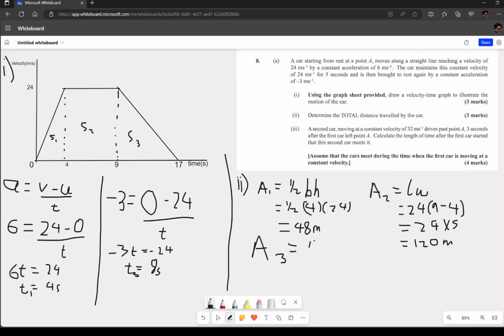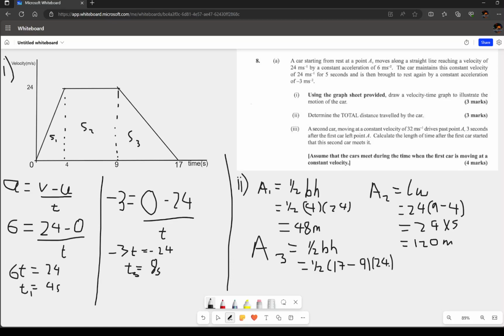Alright, and our final area, which is also our final distance, A3, corresponding to stage 3. Again, we have a triangle, half base times height, and that's, of course, half our base, which is 17 minus 9, times our height of 24.